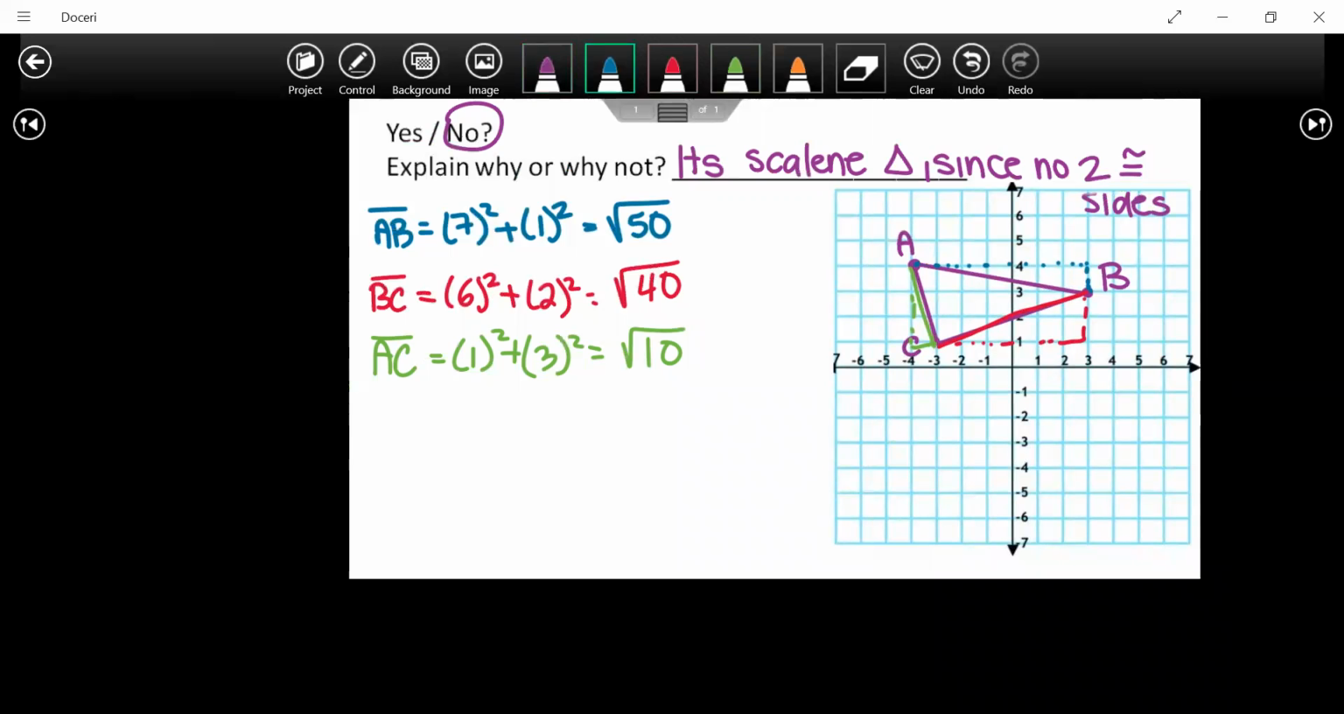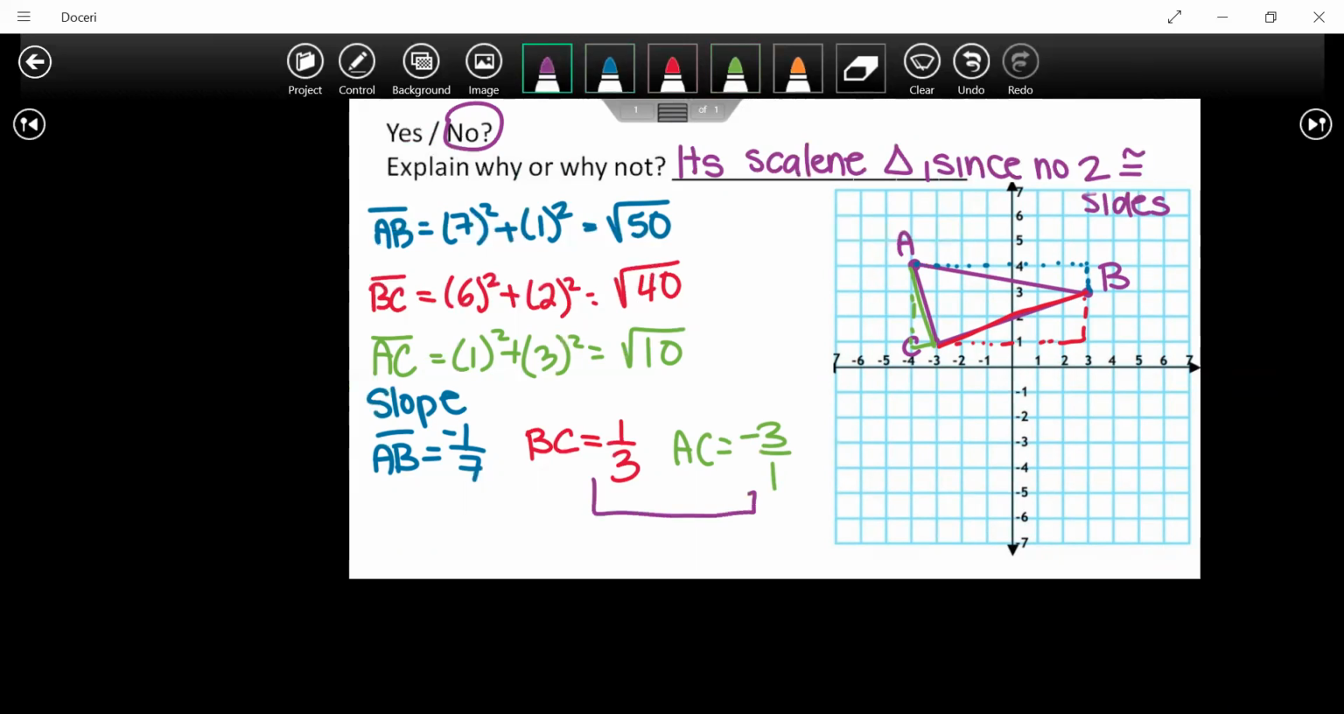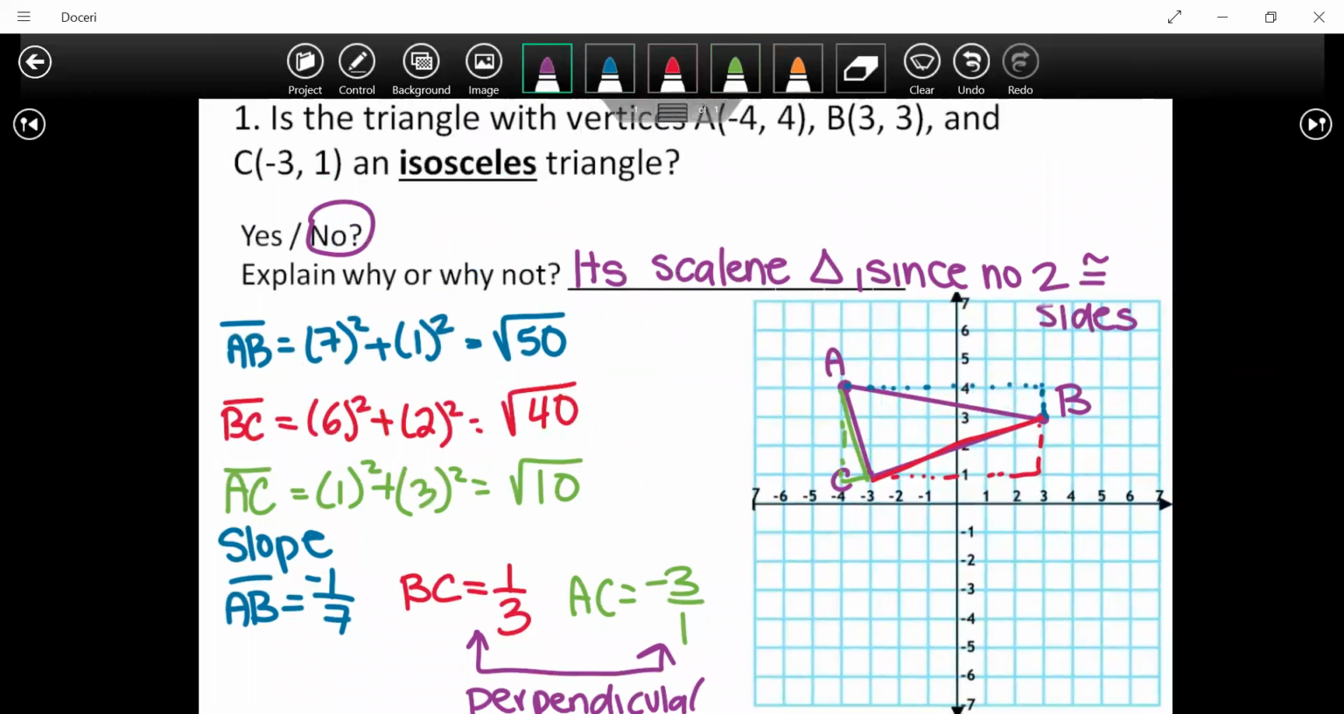If we want to take it up a notch, we can find the slope. Our slope for AB will be negative 1 over 7, sorry. Our BC will be 1 over 3, or 2 over 6 if you guys didn't reduce. And our last one, AC, will be negative 3 over 1. What we conclude from this is that it's a scalene right triangle.